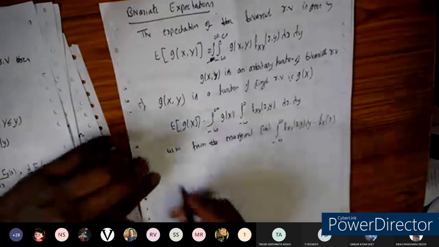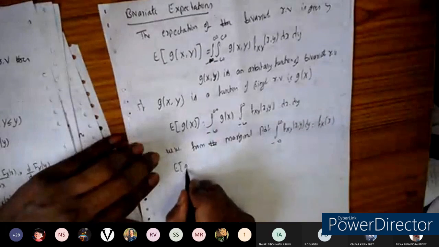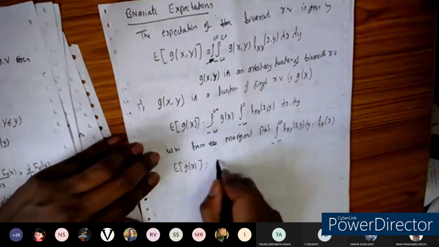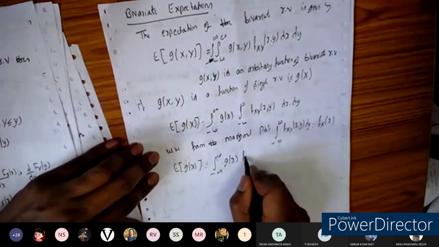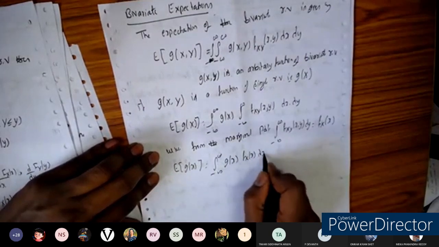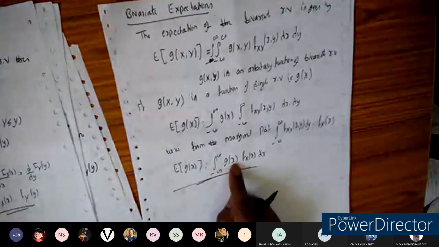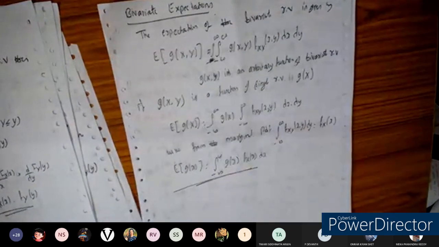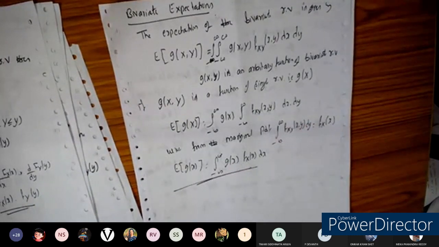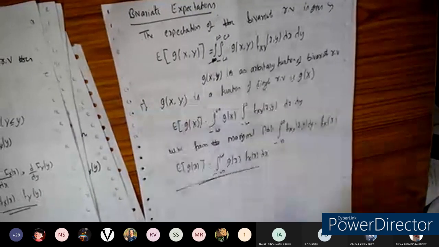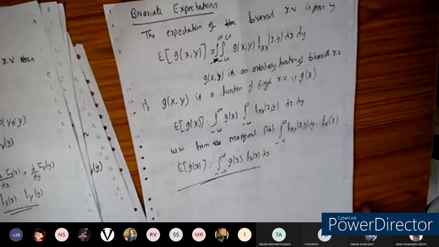If I substitute here, we get the expectation of g of x, which is the same as the single random variable expectation, that is, integral of g of x into f x of x dx. So this is how we can obtain the mean of the single random variable from this bivariate random variable by using the marginal PDFs. Done. So this is the expectation of the random function.